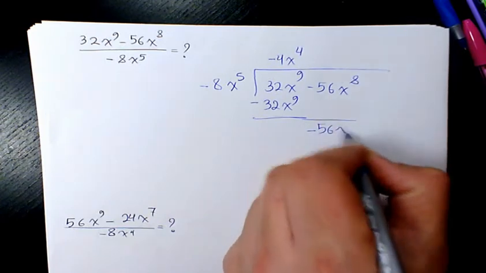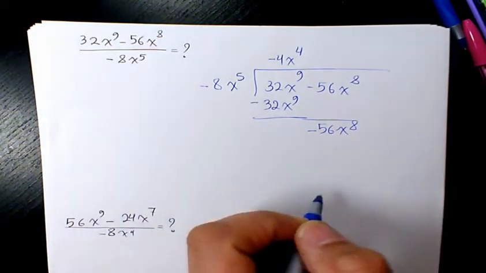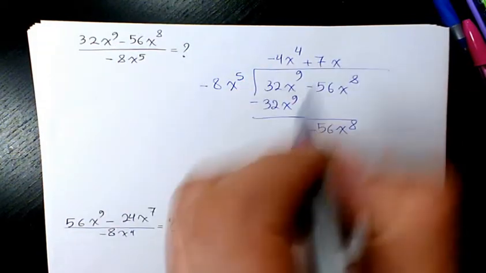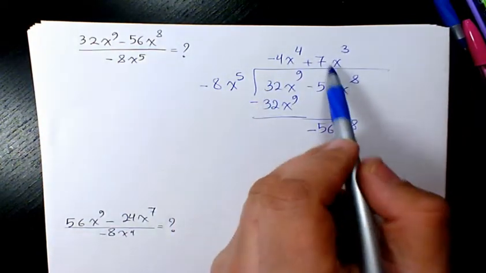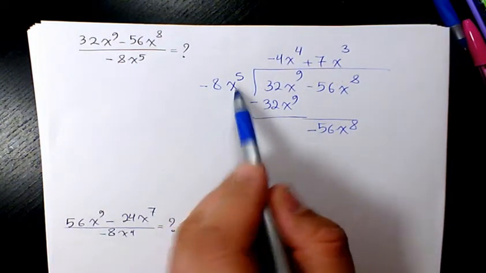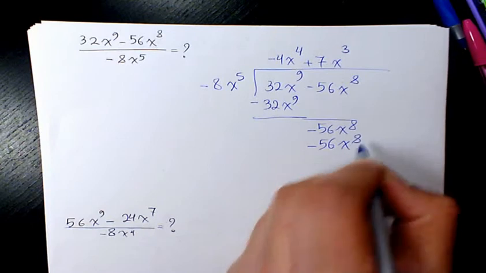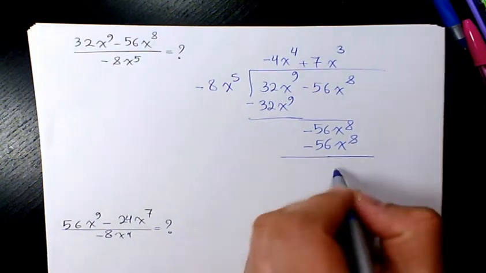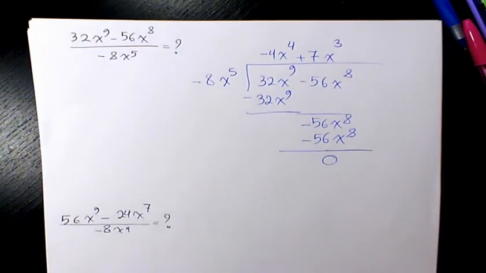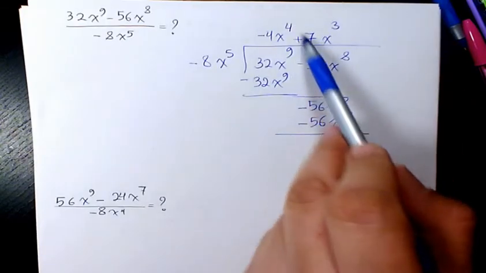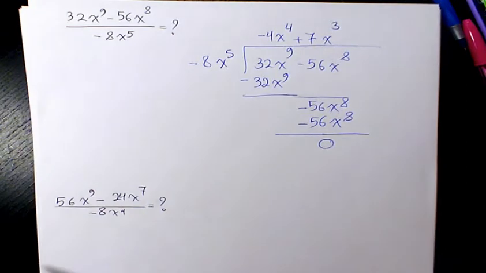Negative 56x to the power of 8 divided by negative 8x to the power of 5 is going to be 7x to the power of 3. Now 7x to the power of 3 times negative 8x to the power of 5 is going to be negative 56x to the power of 8. When you subtract it, it's going to be 0. So the quotient is going to be negative 4x to the power of 4 plus 7x cubed. The remainder is 0. Next one.